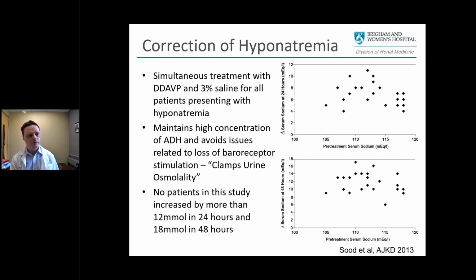What about patients who you don't know how long it's been going on for? These are the patients we get concerned about. And so what we've started doing the last few years in these patients is being proactive. We give them all synthetic ADH when they present to the hospital. What this does is it clamps their urine osmolality and maintains it at a high level so that no matter what we do after that, they're not going to overcorrect.